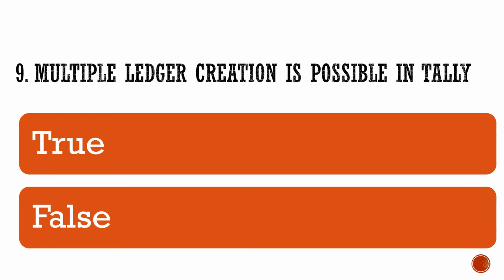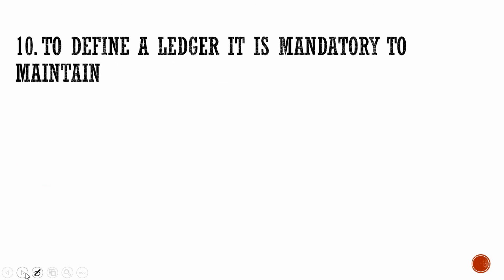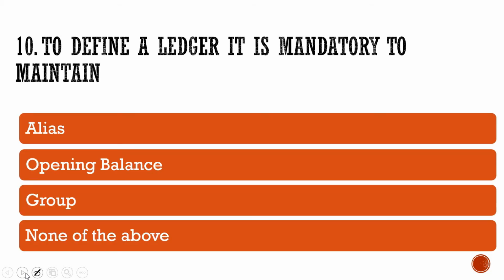So multiple ledger creation is possible while making entries in Tally. My answer again over here will be true. Multiple ledger creation is possible in Tally. Next question: to define a ledger, what is mandatory to maintain for any ledger you are creating? You can have an alias, opening balances, a group, or none of the above.